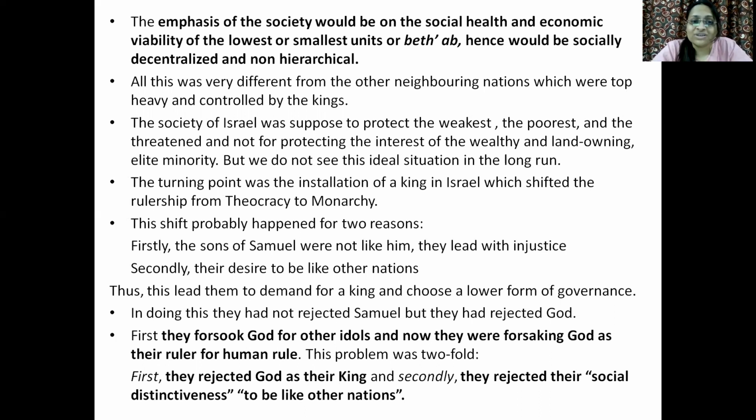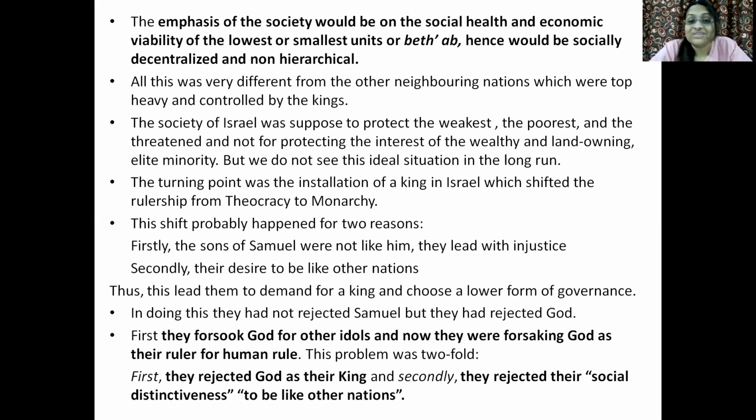So the society was supposed to protect the weakest and the poorest and the threatened, and not protect the interest of the wealthy and land owning elite minority. We have to understand that God did not want any kind of discrepancies or inequality among the people based on anything, not even racialism, not even sex, not even wealth, nothing. There should be no kind of inequality among the people. So God was always about protecting and supporting the rights of the weak, the poor, and the threatened, not just the interests of the wealthy and land owning people.